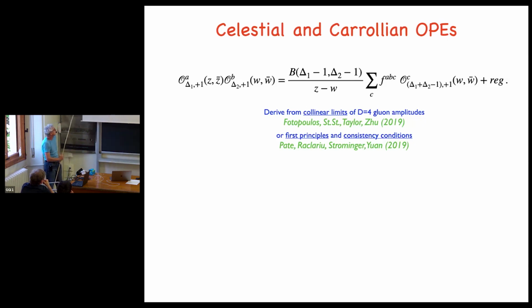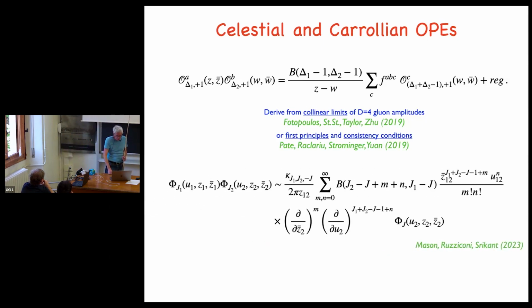This has been derived by these two groups by different methods. What's nice is this beta function here that looks a little bit stringy. Whenever you see a beta function, you might have string theory in mind. This is really the Euler beta function, which appears here.